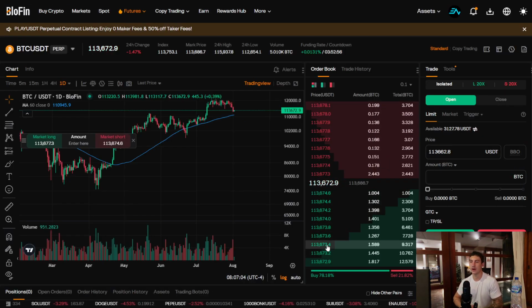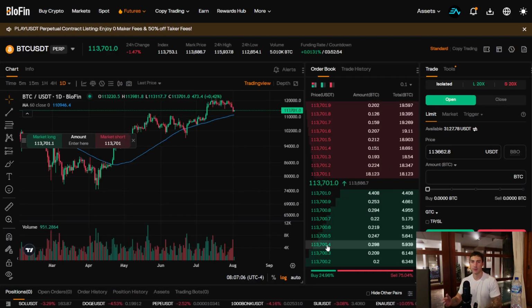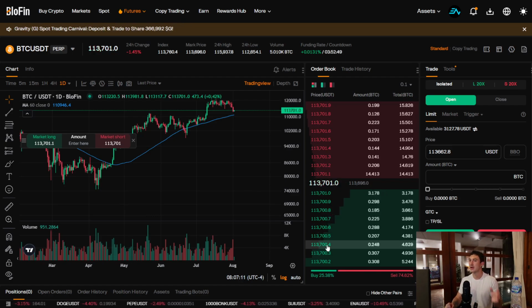Now, if you are trading with our indicators, they are not on Blofin, okay? So you want to have a split screen where you have TradingView on one screen and then you have the Blofin terminal on the other screen. So you're doing your technical analysis on TradingView and then you're actually entering the trade here on Blofin.